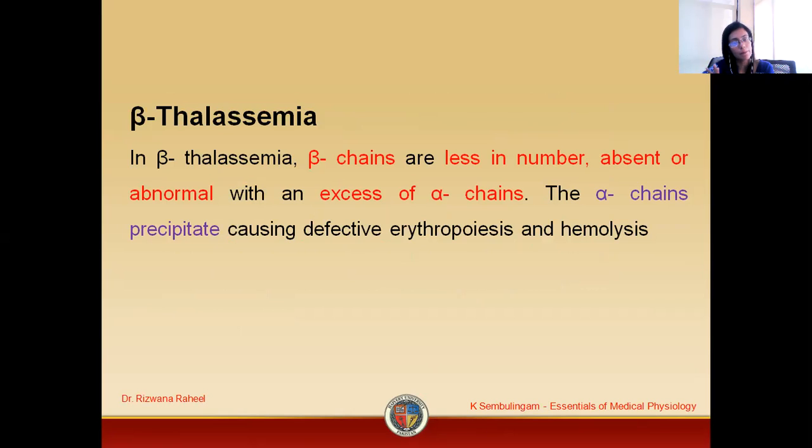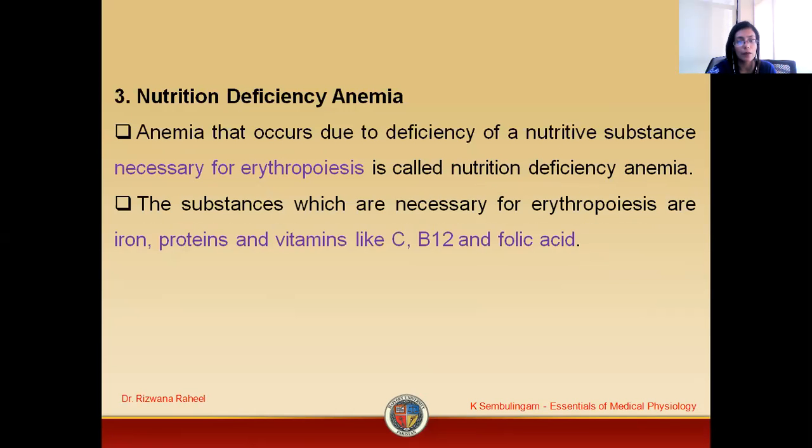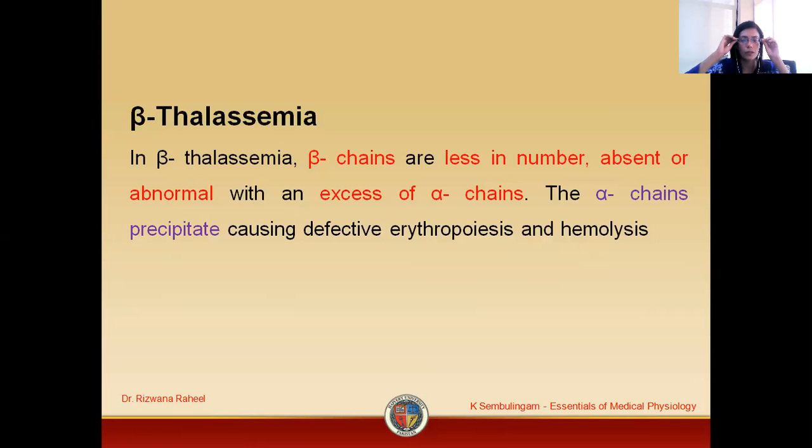Now coming towards the beta thalassemia. What happens in beta thalassemia? In beta thalassemia, the beta chains are less in number, absent, or they are abnormal with excess of gamma chains. So both chains are affected in case of the thalassemia. The alpha chains precipitate, causing defective erythropoiesis and hemolysis. So this was all about the differences between the sickle cell anemia and beta thalassemia. In next lecture, we will discuss other types of anemia.